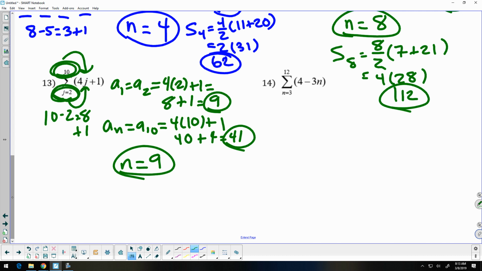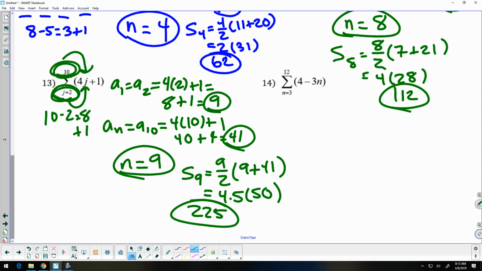Okay, so now plug it all in. Final formula. We're finding the sum of 9 terms, so 9 over 2, and then we have 9 plus 41. So that's going to be 4.5 times 50, and that comes out to 225 as the final sum. All right, last and final.